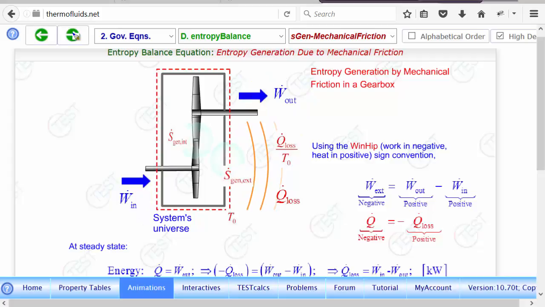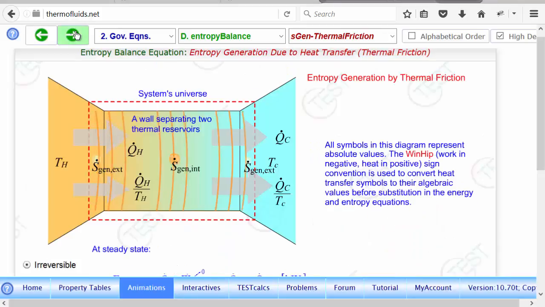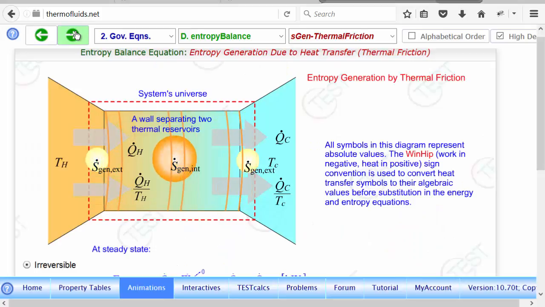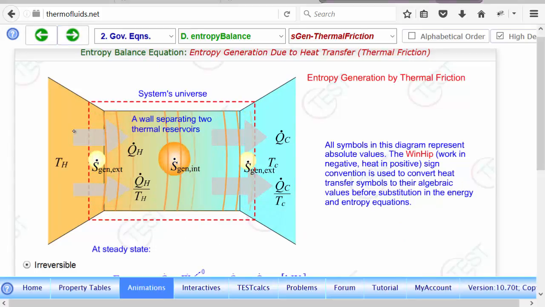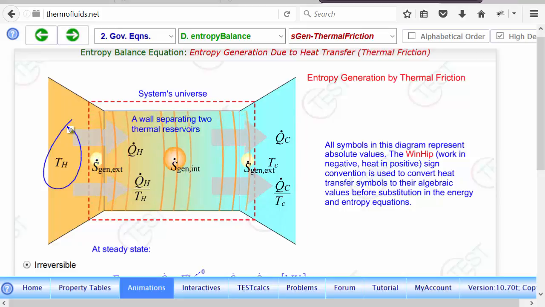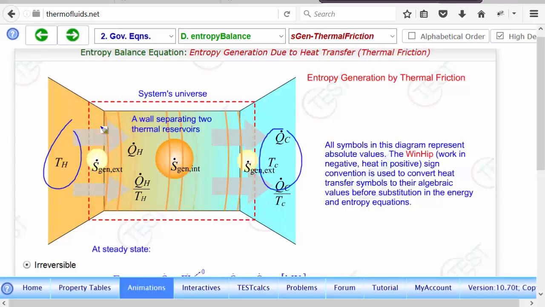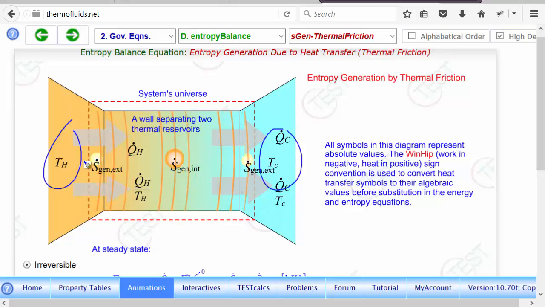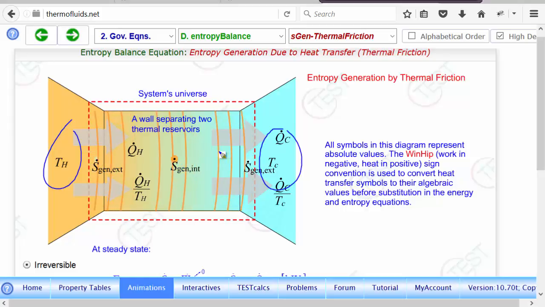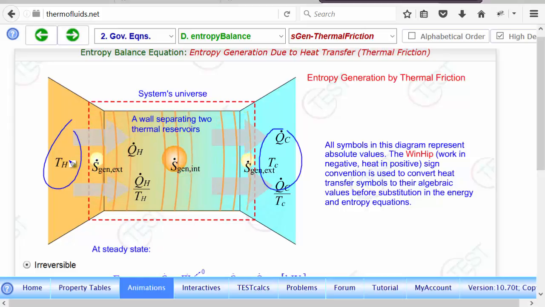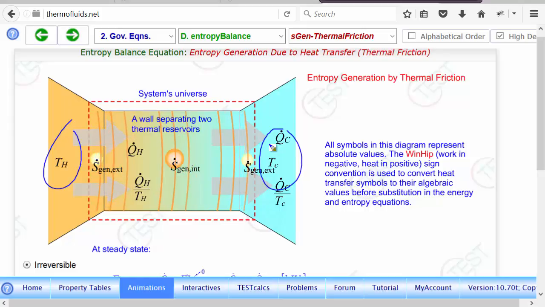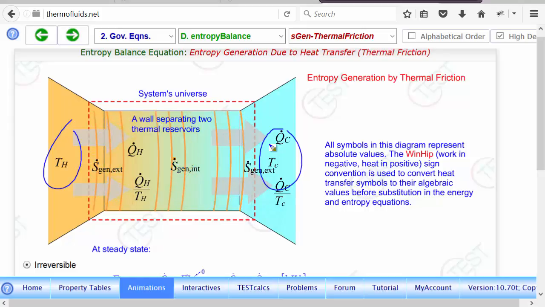Let's look at another system. This is just a hot reservoir here, at very high temperature, and this is a cold reservoir on this side, and there is some kind of wall, and the heat is flowing from left to right. As you can understand, entropy will be generated wherever the temperature difference is getting destroyed. Nature is trying to equalize the temperature, and as a result, it's like an entropy making machine.